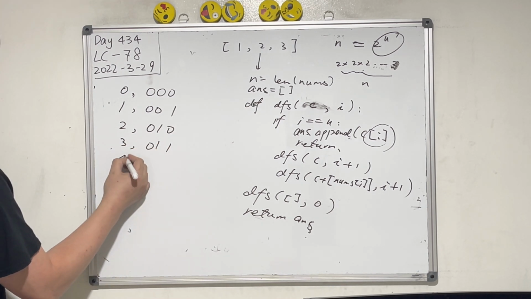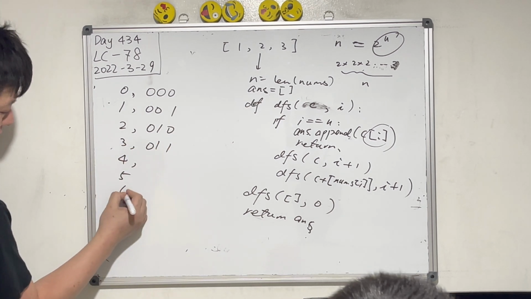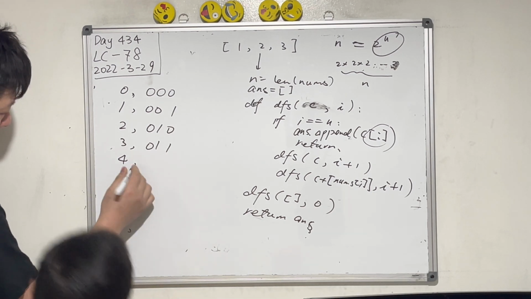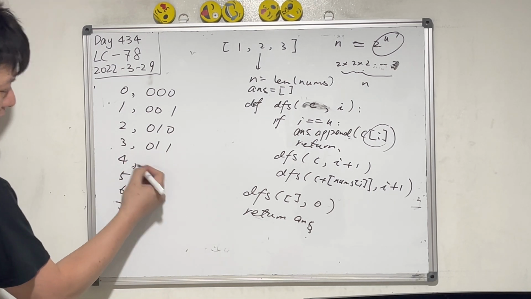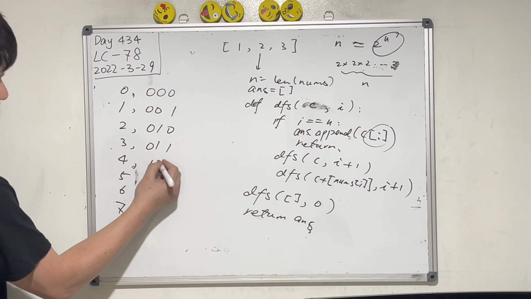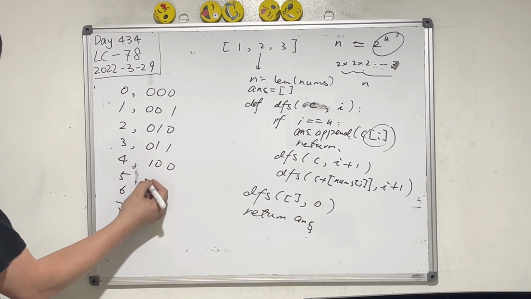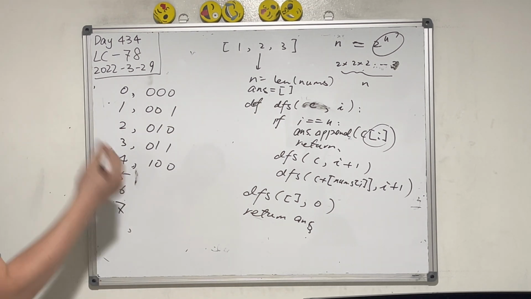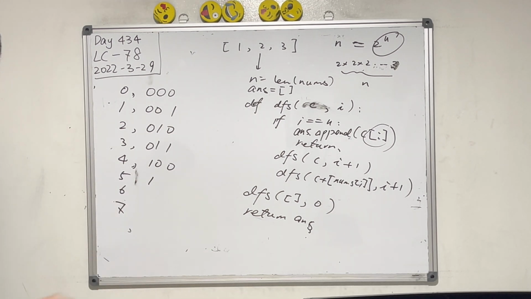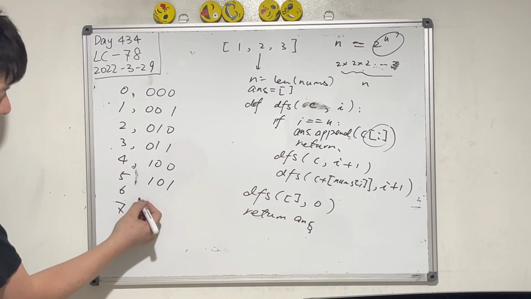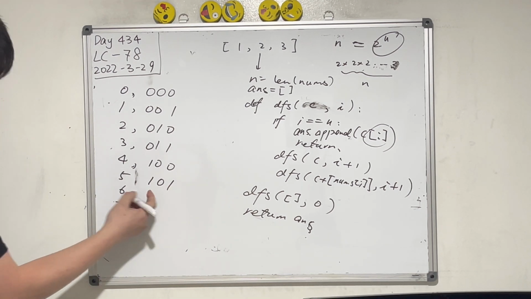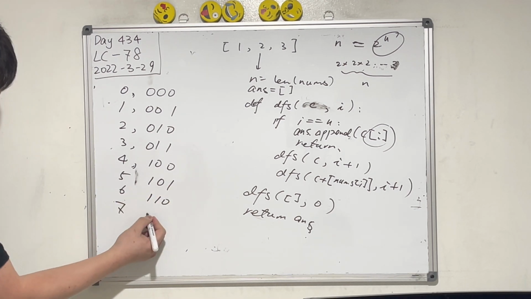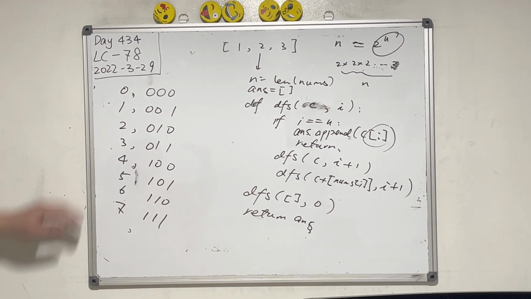Okay, can you tell me 4? What's 4? 5, 6, 7. Can you tell me the binary for these numbers? 4 is 1, 0, 0. What's 5? 1, 0, 1. And 6? 1, 1, 0. And 7 is 1, 1, 1.